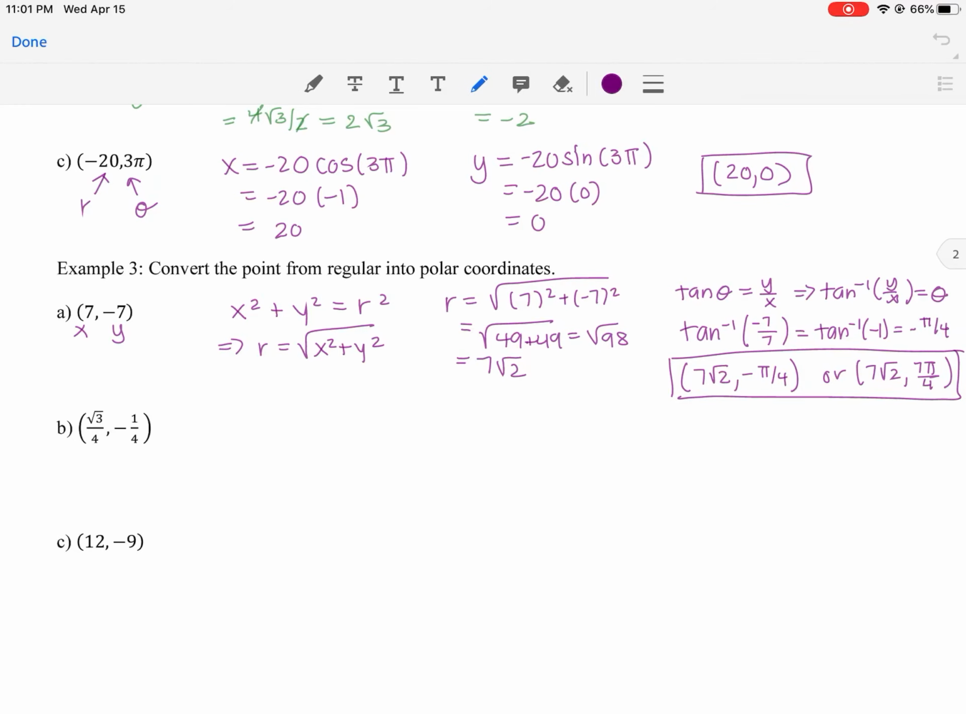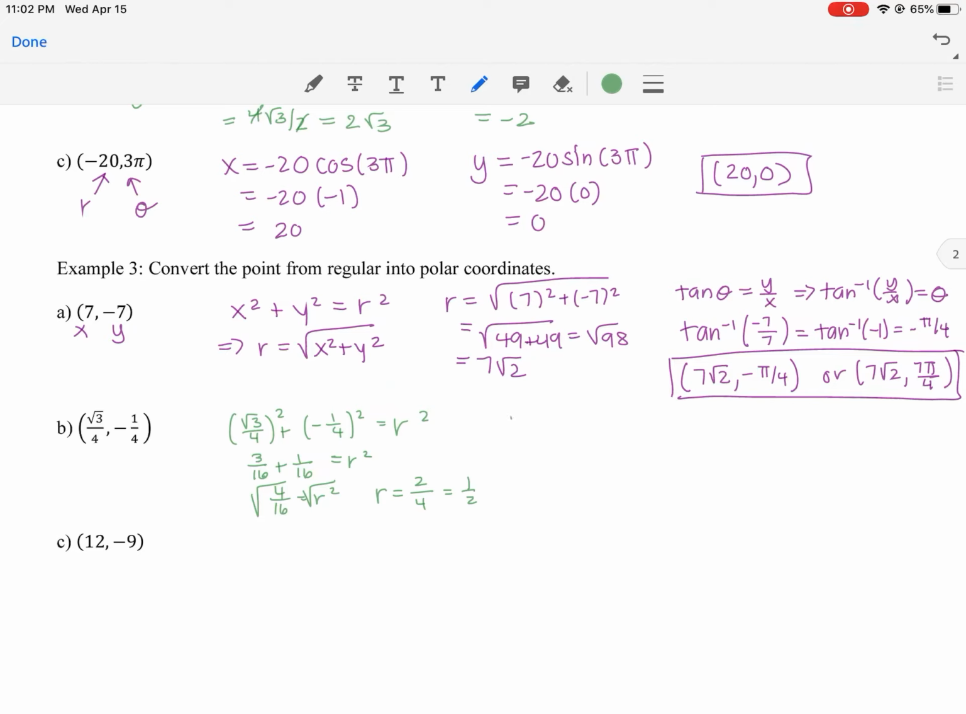Okay, let's now look at the next one. On this next one, we're trying to look for the radius again, right? So let's start by finding that. If I square the square root of 3 over 4 plus negative 1/4 squared, and I set it equal to r squared, here I'd get 3 over 16 plus 1 over 16, so equals r squared. So I'd have 4 over 16 equals r squared. Take the square root of both sides, and you end up with r equals the square root of 4 is 2, and the square root of 16 is 4. So r equals a half.